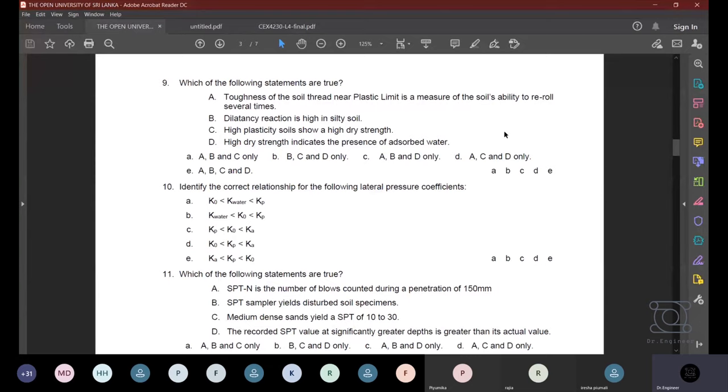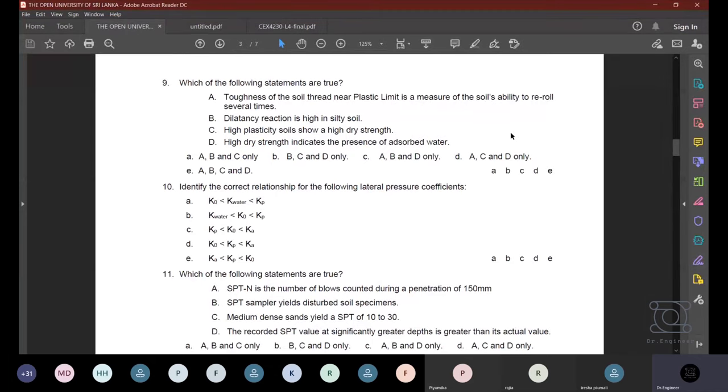Next one, dilatancy reaction is high in silty soil. Obviously, we know that dilatancy reaction is high in silty soil because if it is 100% pure silt, no clay, it will easily show dilatancy. So B is correct and A is correct.